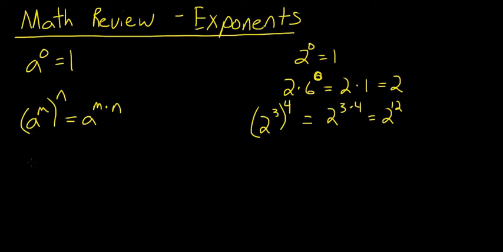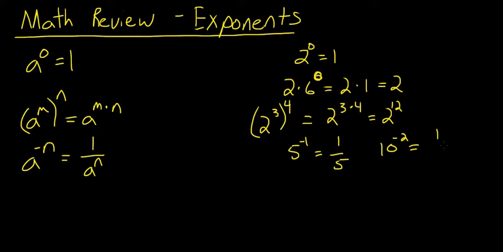Next rule is, if we have a negative exponent, then that is equivalent to having 1 over a to that exponent. The negative always means that you can flip it. So with numbers, that means that 5 to the negative 1 is equal to 1/5. Or 10 to the negative 2 is equal to 1 over 10 squared.